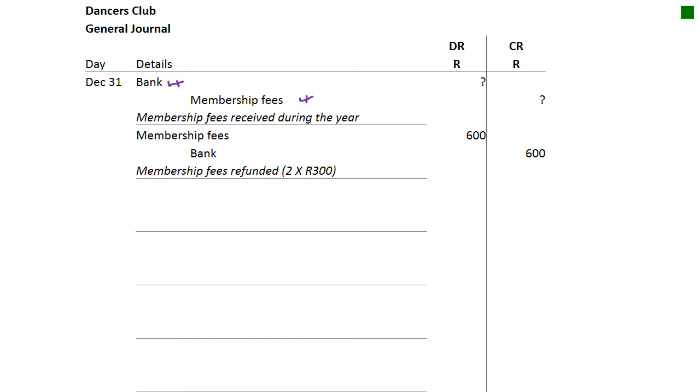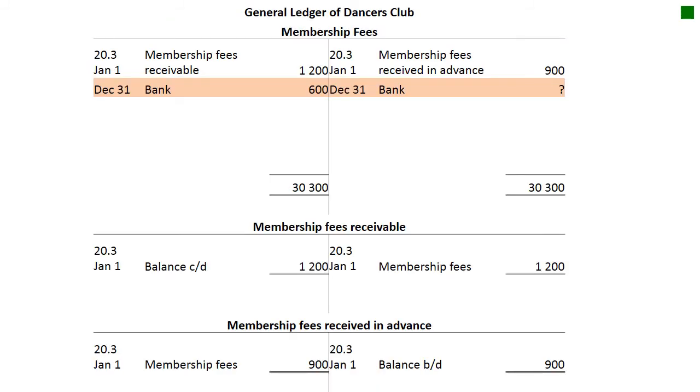We do know that 2 members got repaid their membership fees because they left. So we had to make a payment out of the bank account, credit bank, and we will debit membership fees for this year. So that will reduce our membership fee income by 600 Rand. So these are the 2 journal entries for membership fees. We credit the membership fees account with the amount we received from the bank that we don't know yet. And we debit the membership fees account with the membership fees that we've refunded for the year.